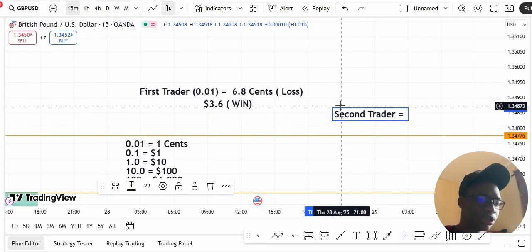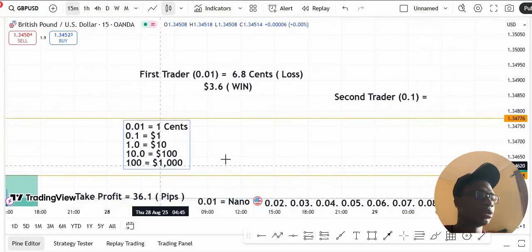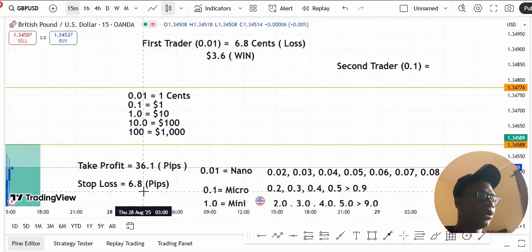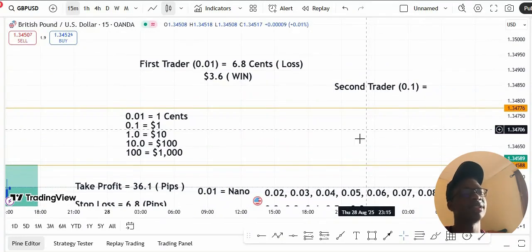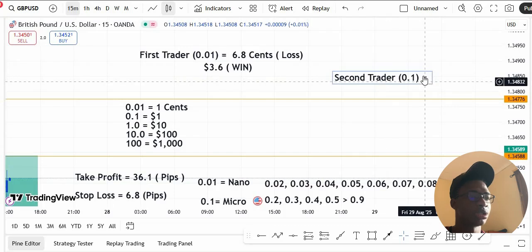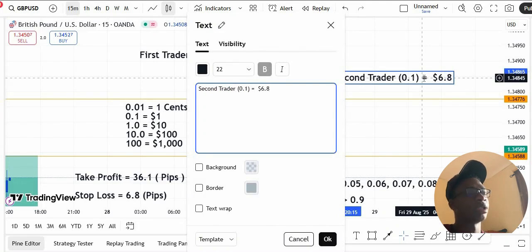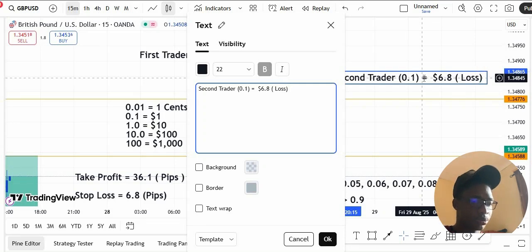Right, second trader is using what? Second trader is using 0.1. And remember I said 0.1 is what? $1. So if we have 6.8 pips as the stop loss, that means this is 6.8 cents. So now it's going to be what? Can you guess that? It's going to be $6.8 loss if it went into a loss, right?